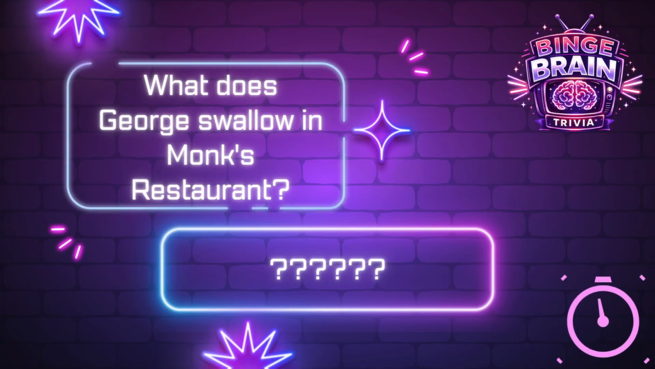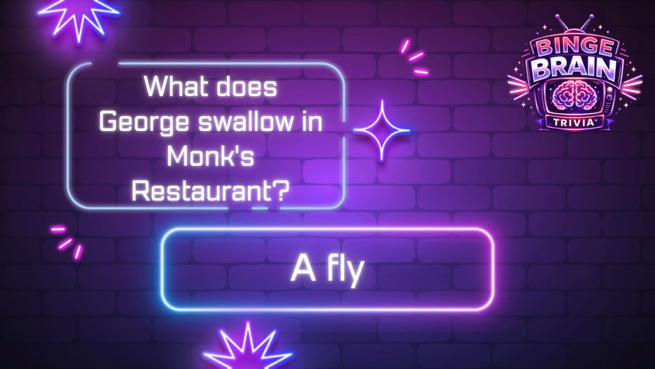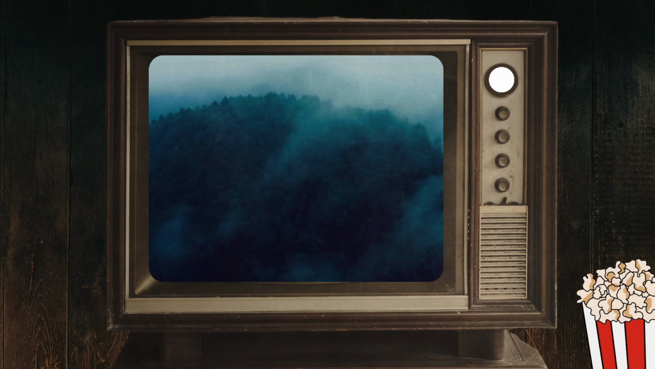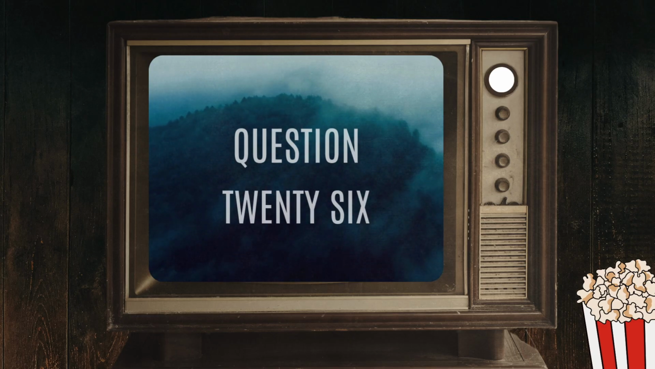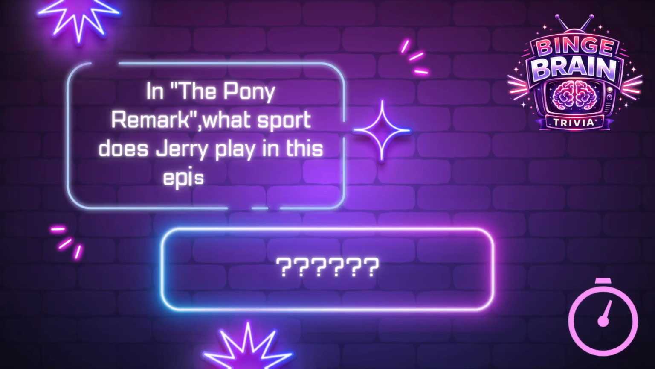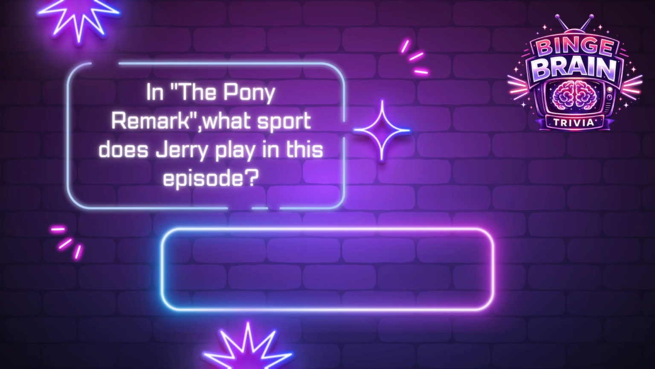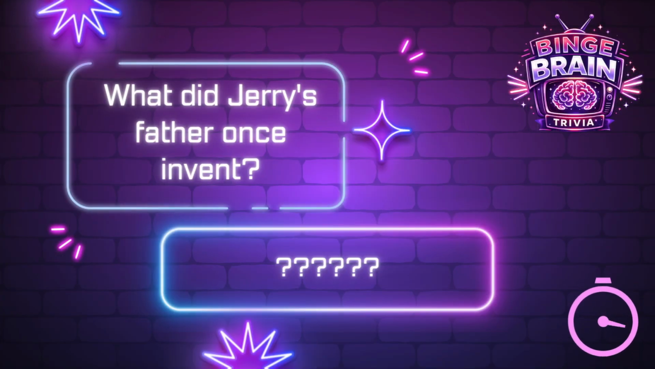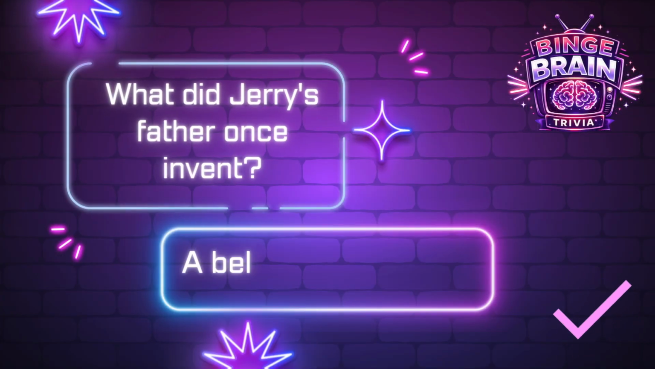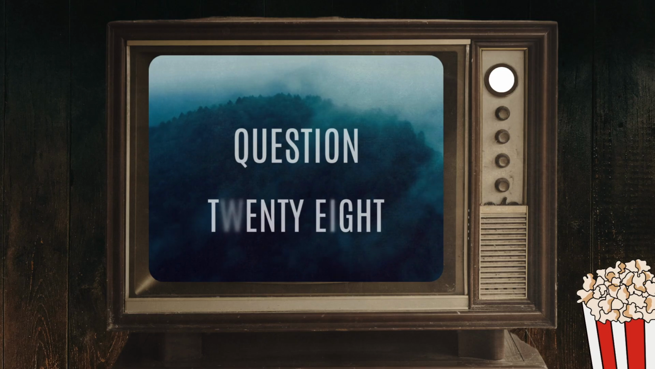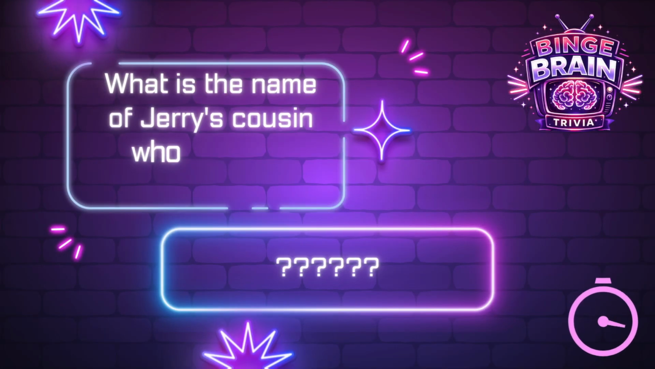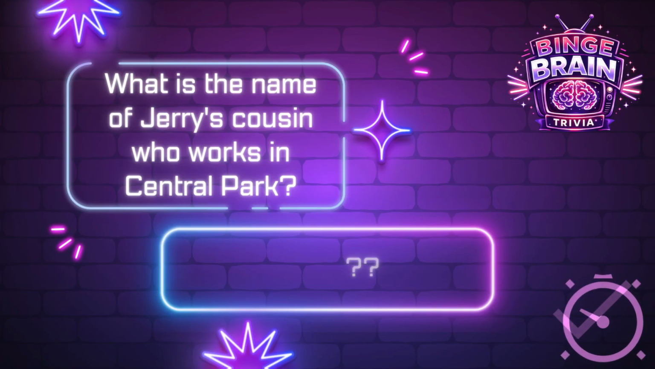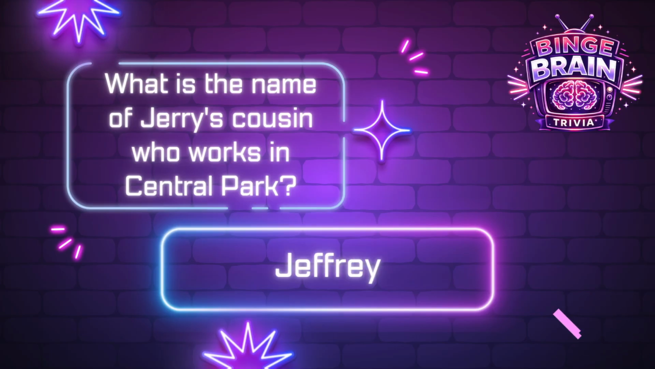What does George swallow in Monk's restaurant? George swallowed a fly in Monk's restaurant. In The Pony Remark, what sport does Jerry play in this episode? Jerry plays softball in this episode. What did Jerry's father once invent? Jerry's father invented a beltless trench coat. What is the name of Jerry's cousin who works in Central Park? Jeffrey is the name of Jerry's cousin who works in Central Park.